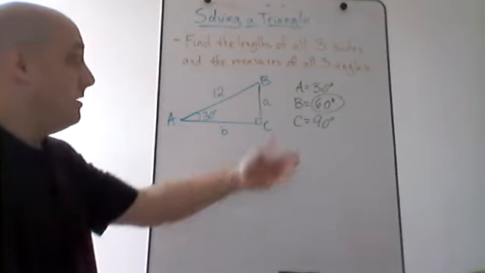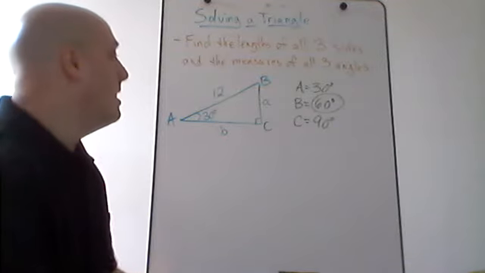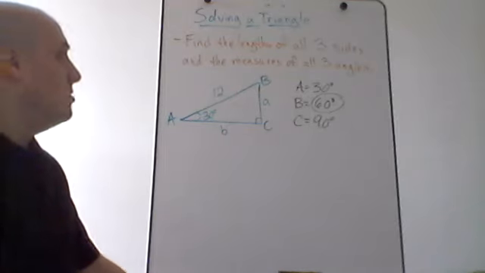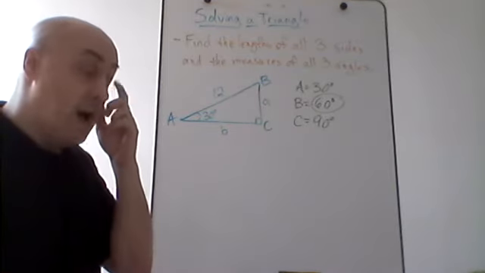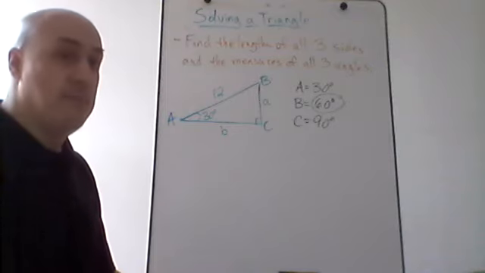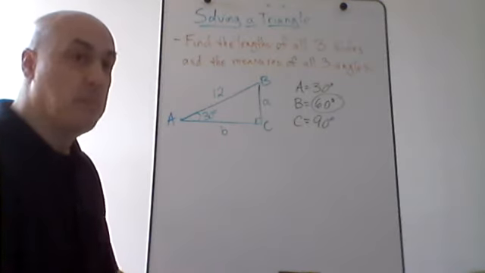Alright, so we've got all our angles now. Like I said, that's the easy part. Now we have to find the two missing sides that we don't know. To find those two missing sides, I'm going to have to use some trigonometry. I can't just rely on geometry to do this. I need some trigonometry, it's a little bit more powerful.